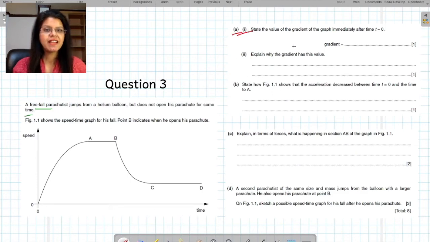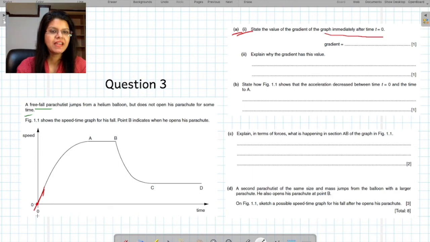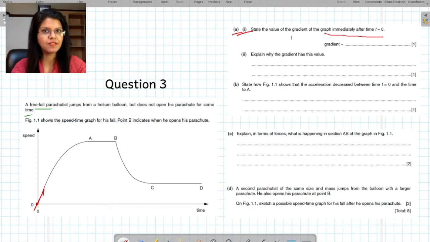First part, state the value of the gradient of the graph immediately after time t is equal to 0. What is the gradient here? The parachutist has just started falling, so the gradient here is g. Why? You have just started falling. There's just a downward force of weight. You have not gained so much of a speed. You have just started falling from a zero speed. There is only one force acting downwards. When you just take a fall, you have not gained so much of a speed.